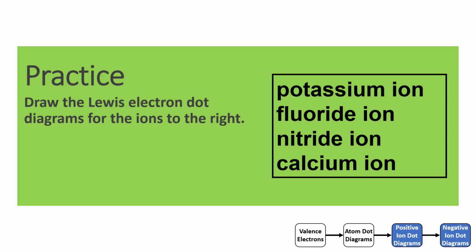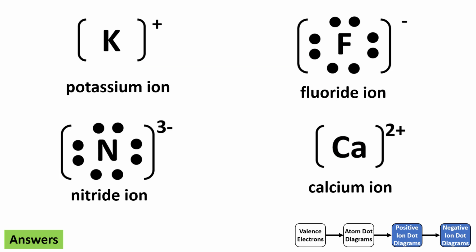Okay, let's look at our examples and our answers for these examples. And here they are. So the potassium ion, it lost an electron. The fluoride ion, it gained 1 electron. The nitride ion, it gained 3 because nitrogen started with only 5 electrons. It became 3 negative. And the calcium ion lost 2 electrons to become 2 plus.